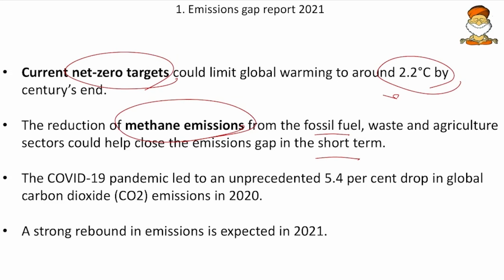Then the COVID-19 pandemic led to an unprecedented 5.4% drop in global carbon dioxide emissions in 2020. So COVID-19 has helped in reducing CO2 emissions by 5.4%. Then a strong rebound in emissions is expected in 2021, because throughout the world the lockdown is being lifted, so we can expect that. So friends, for us, from the prelims perspective, mark whether there is any statistic that is extreme.